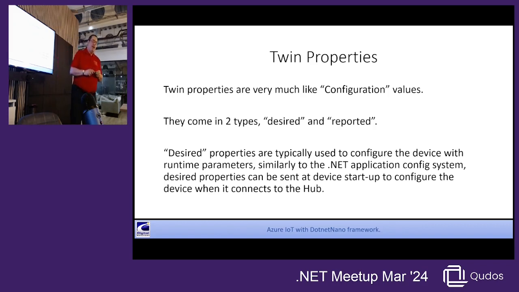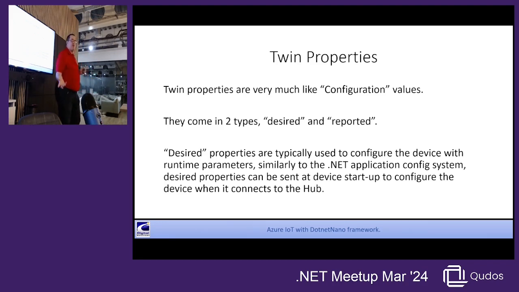Twin properties. Twin properties are a digital twin, effectively. They come in two types, desired and reported. Desired properties, you can think of those kind of like a .NET configuration file. We're all familiar with the app.config that sits in the root of our web applications, that kind of thing. With a twin desired property, we desire that our device has this runtime information. Now, it is essentially just another type of message that gets sent from the cloud to the device, exactly the same as the telemetry messages, but it has an altogether more useful purpose in configuring the device.